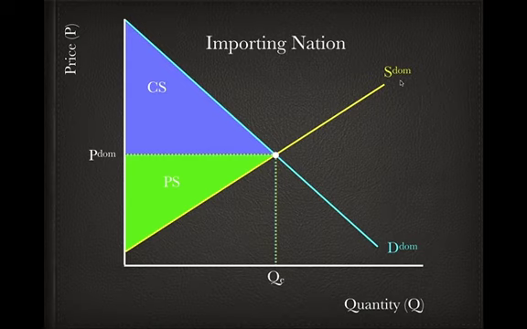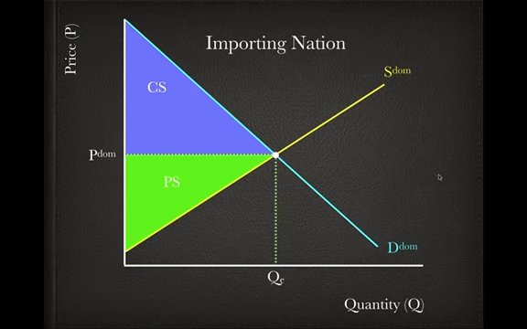the area of consumer surplus is the area above price but below the demand curve. So the area bounded by this dotted line here and the demand curve. Producer surplus is the area bounded by price, so the domestic price, so this dotted line here, and above the supply curve. So bounded by the supply curve here, so we have this green area that's producer surplus, and we have this purplish area which is consumer surplus.